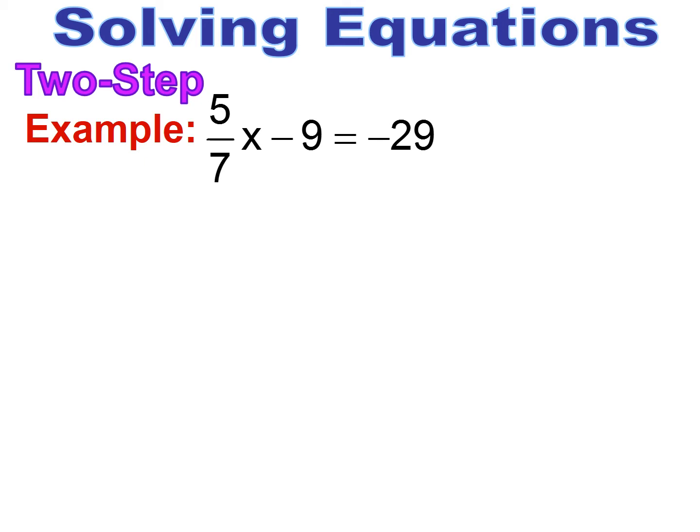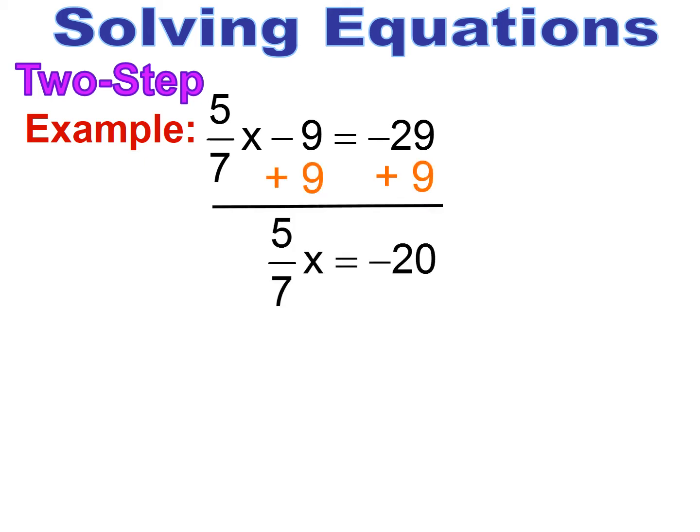Now, whenever we see a fraction in front of the variable, don't let it throw you off. Again, it's two steps. You always want to get rid of the plus or minus first. So I see a minus 9. I'm going to add 9 to both sides. That fraction that's attached to the variable comes down. And again, be careful with your addition and subtraction. A negative 29 plus 9 means I'm subtracting and keeping the sign of the higher number. So I end up with a negative 20 here.